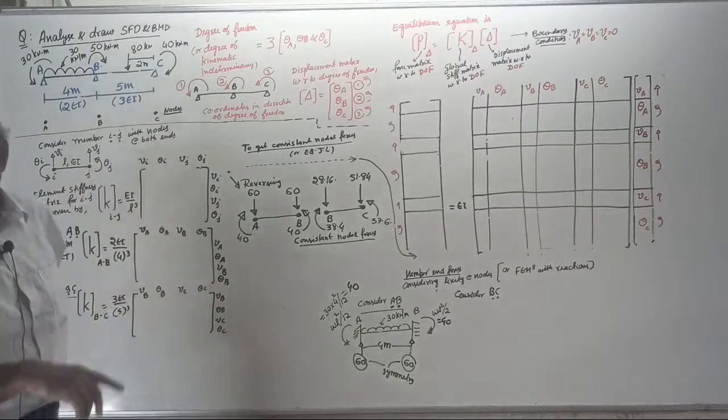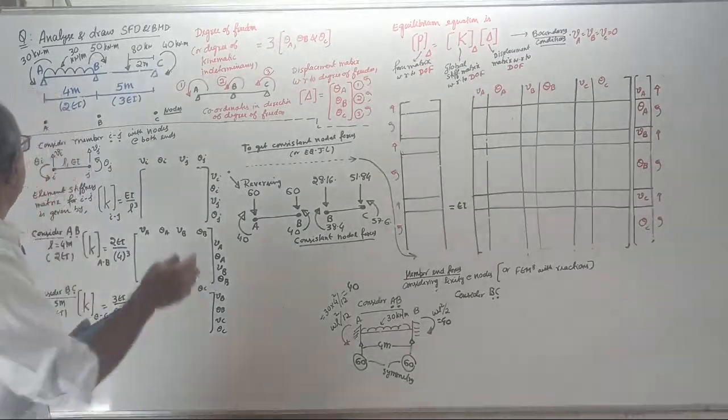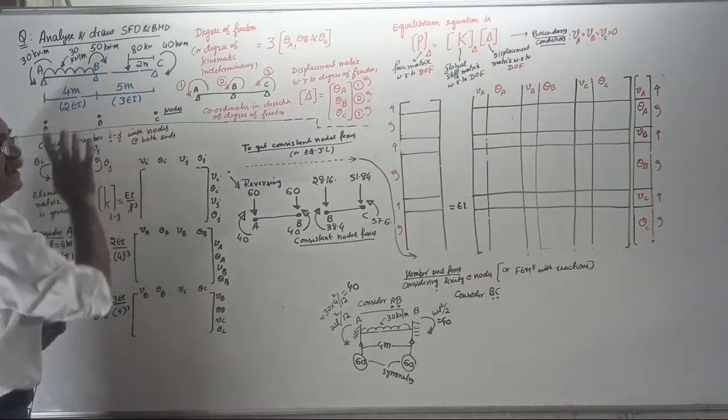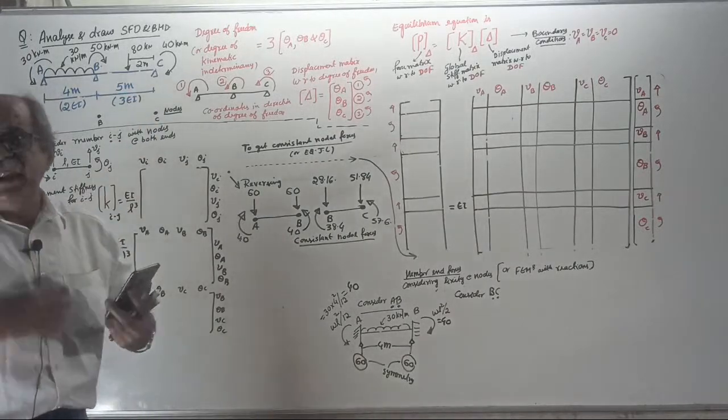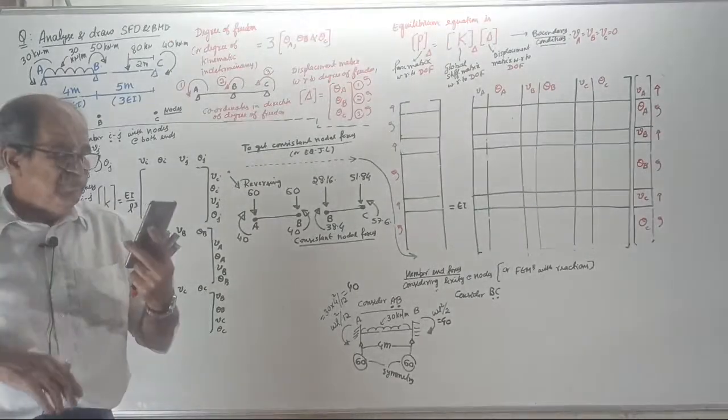Fully clear? Comment fast. Fully clear? Nodes at A, B and C. It started raining once again. I will continue. If the disturbance is there, tell me.